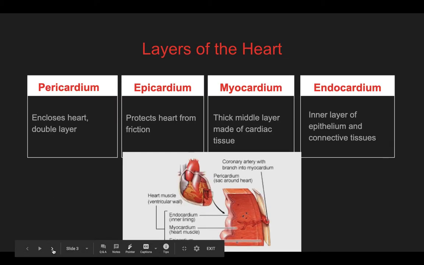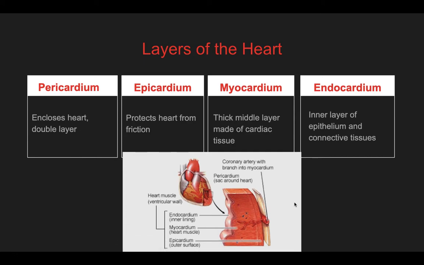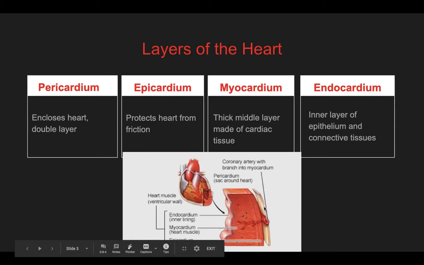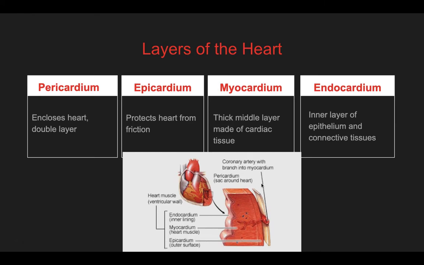So then we go to the layers of the heart. We have the pericardium, epicardium, myocardium, and endocardium. The pericardium is part of the heart. It's like a sac that encloses the heart, it's going to be this guy right here. It's going to enclose the heart and act like a double layer of protection for the heart because of the amount of friction the heart produces.